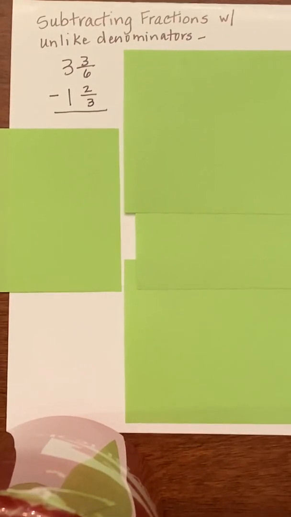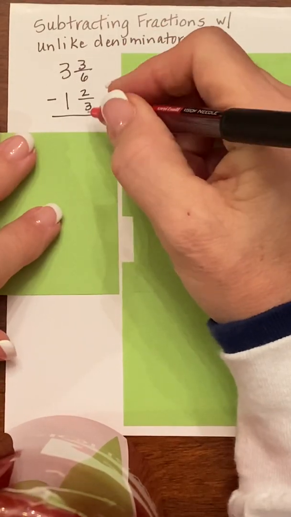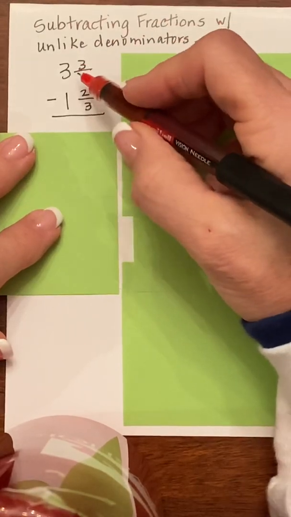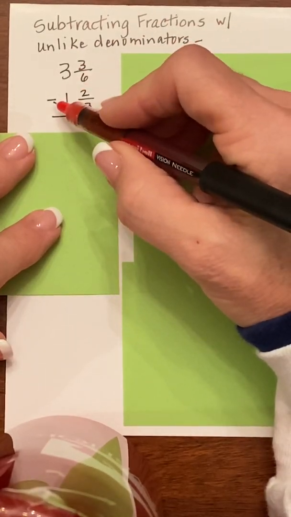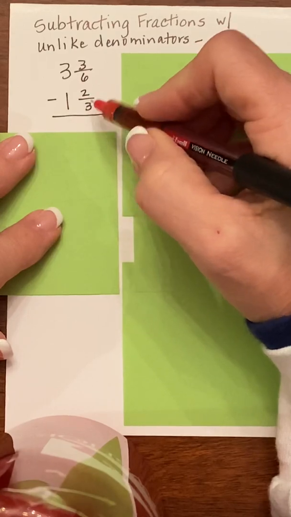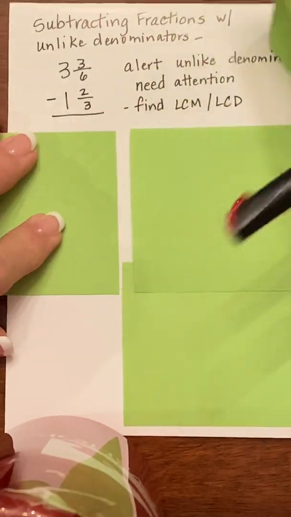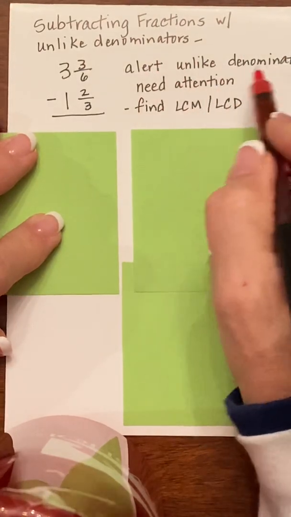So this problem is one that's in your book. We're going to do it on pencil paper, obviously first, and then we're going to look at maybe a little drawing that goes with it that's in your book on page 114. So this problem has 3 and 3/6 minus 1 2/3. Well, immediately, this is what we should be thinking. Alert, alert. There are unlike denominators.